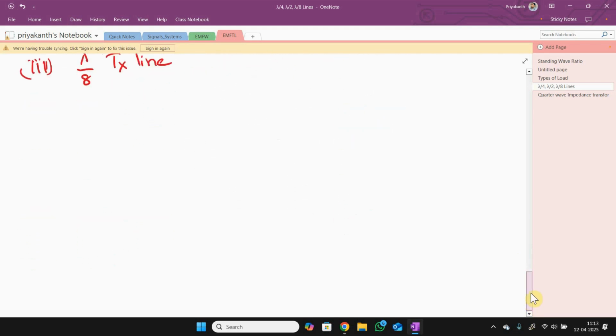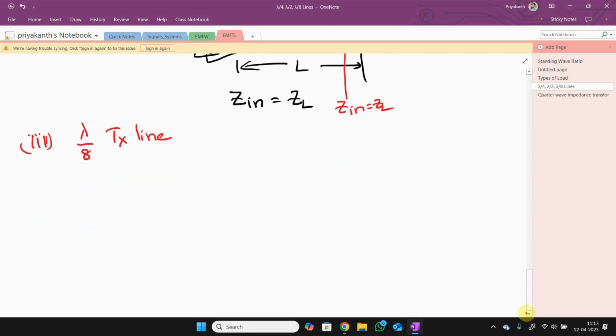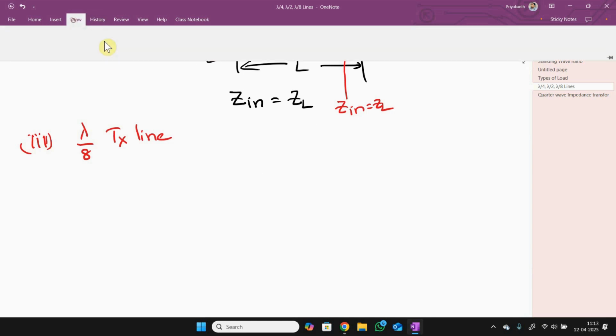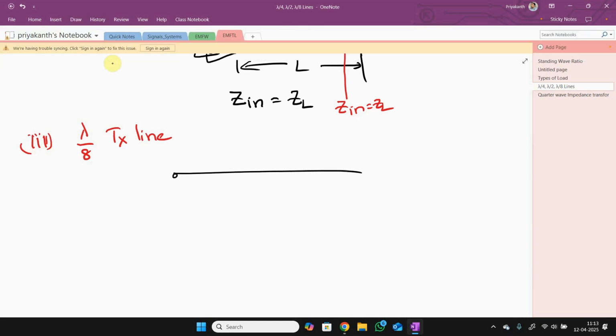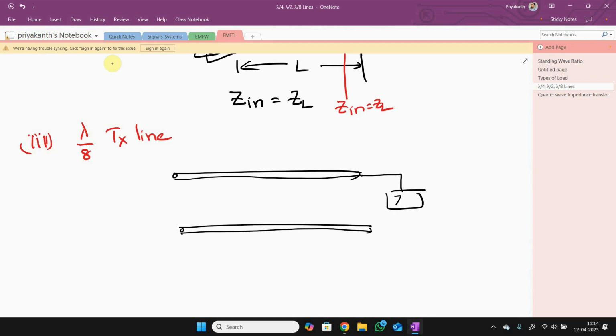Can you please do the third one and tell me what happens? Meanwhile, I will draw. ZL, source impedance, and the source. Now, what is L?